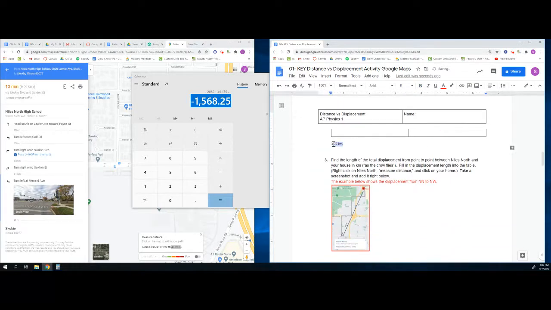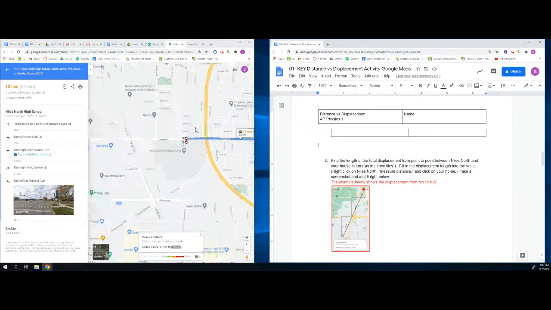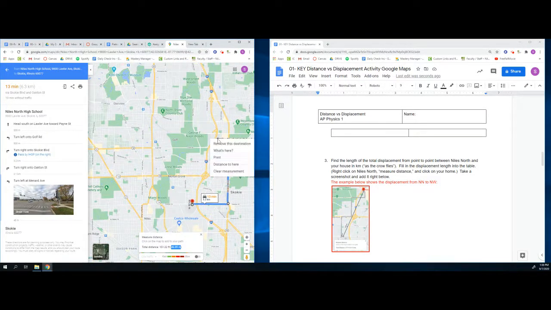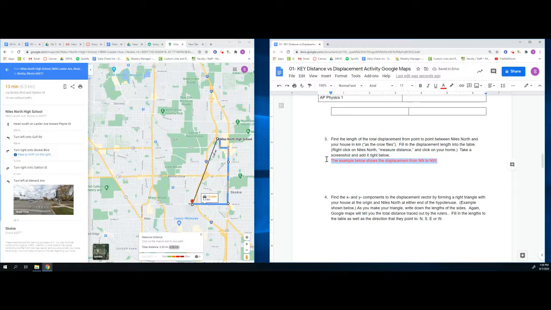Okay. Find the length of the total distance from point to point from Niles North to your house. Okay, so I'm obviously doing Niles West. So I'm going to zoom out of this, and I'm going to right click on Niles North, distance 2 here. Okay, so that's the distance. And it says 2.0 miles, or it says 4.08 kilometers. And take a screenshot. Okay, I guess I'll do that since I'm doing all of this stuff.